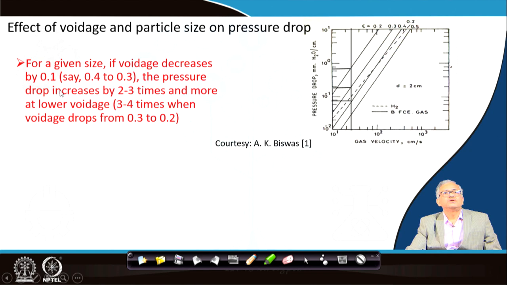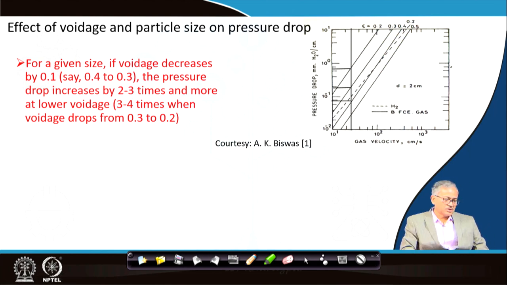So you can find for a given size, if the voidage decreases by 0.1, say 0.4 to 0.3, the pressure drop increases by two to three times. It is around 2.5 times it comes from here to here. So 2.2 to 3 times approximately. And the change is more staggering when the voidage is low. That is, if I want to go from 0.3 to 0.2, then this is around 3 to 4 times. So you can see that the voidage has a very significant effect on the pressure drop.